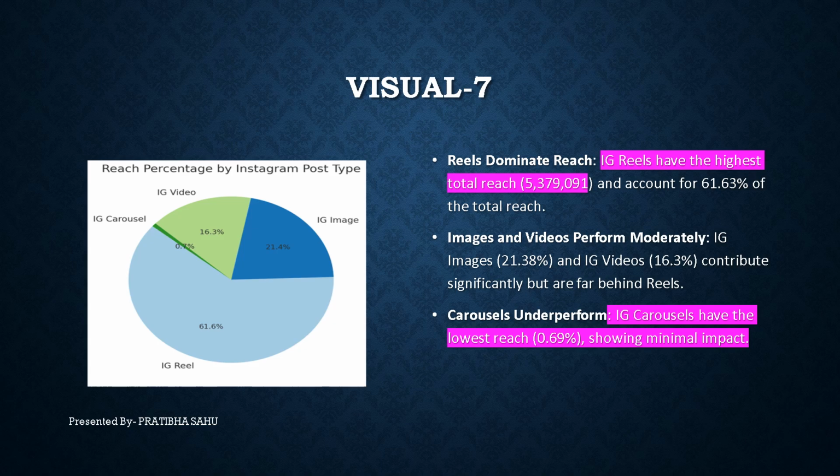IG images have 21.38% and IG videos have 16.3%, contributing significantly but are far behind Reels. IG carousels have the lowest reach, that is 0.69%.